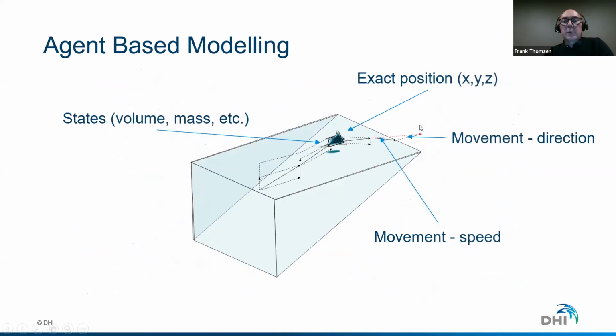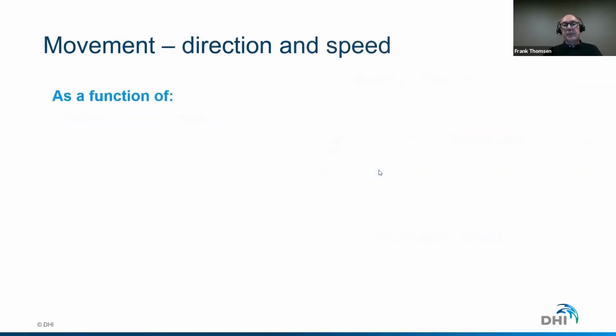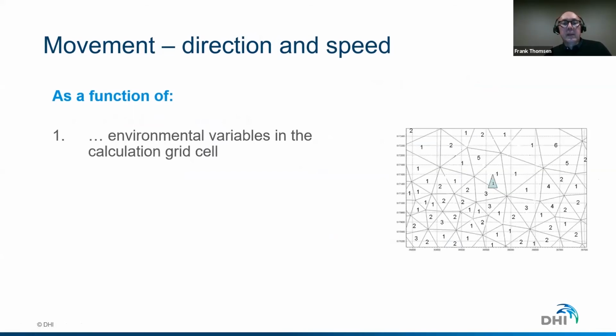Now, in detail, the agent-based modeling works like this: you have equations for movement direction and for movement speed. You can set rules for volume, mass, etc. And you have the exact position of the agents in your modeling grid, be it, for example, a hydrodynamic modeling grid. Going a little bit more into detail, the movement of the agent is basically a function of the environmental variables in the calculation grid cell.